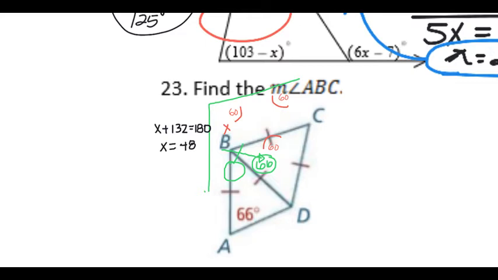So that means we now know this angle here, and we need it in order to find the measurement of angle ABC, because ABC is both of these numbers added together. So the measurement of angle ABC is going to equal 48 plus 60, which adds up to be equal to 108 degrees. We found our answer.